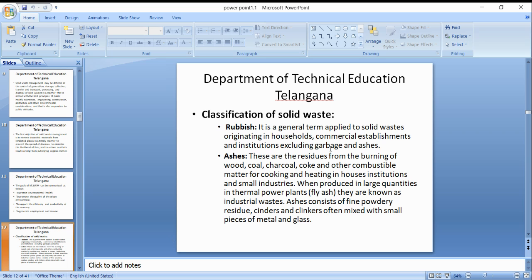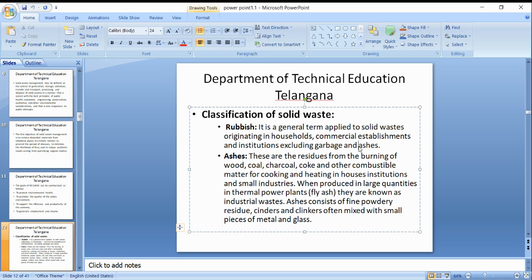Garbage means the waste in the kitchens, such as vegetables, vegetable peels, and whatever other waste comes from the kitchen. In the ash, if you use any firing, the ash will be there. So ash and garbage are considered as rubbish. Generally households and commercial establishments will have this rubbish.